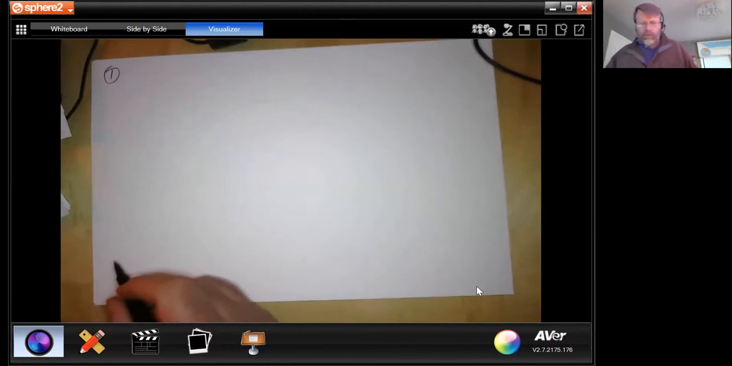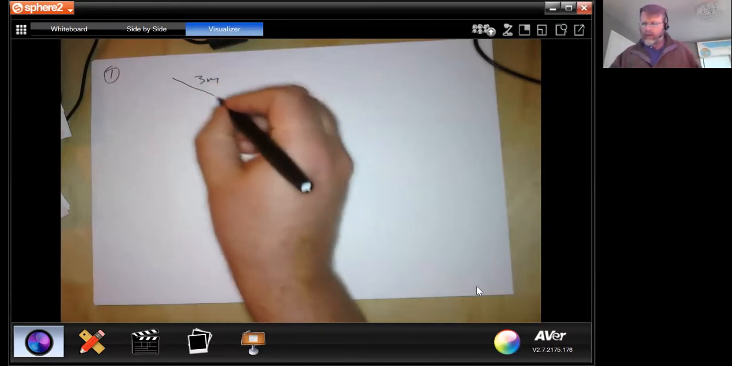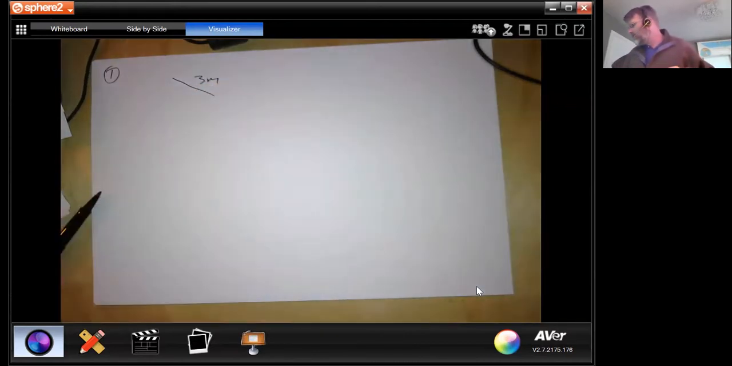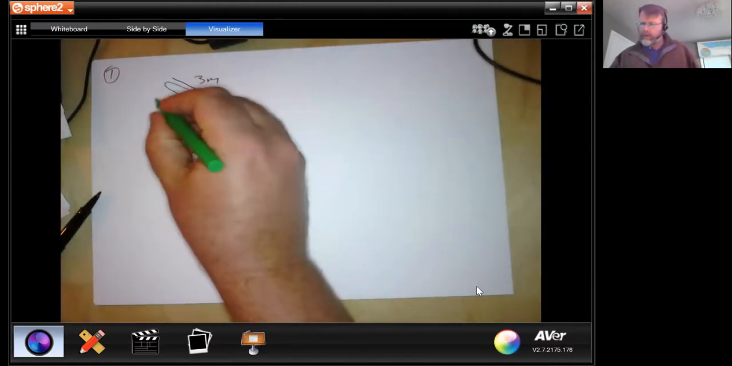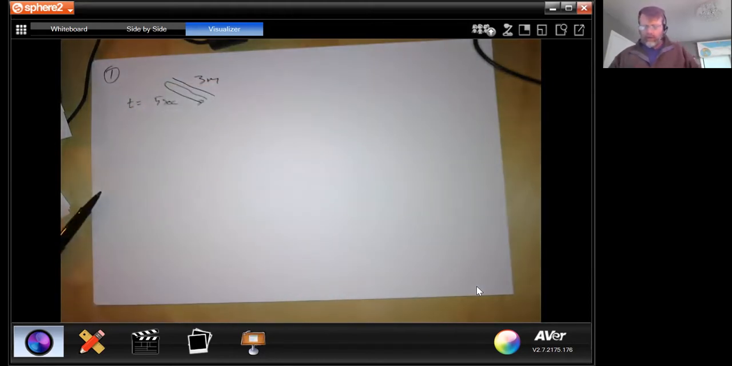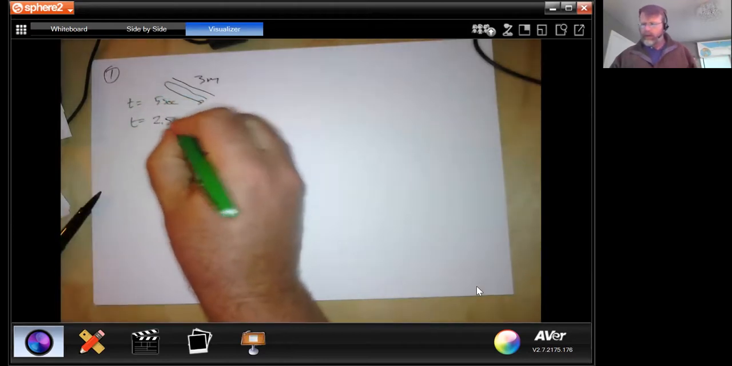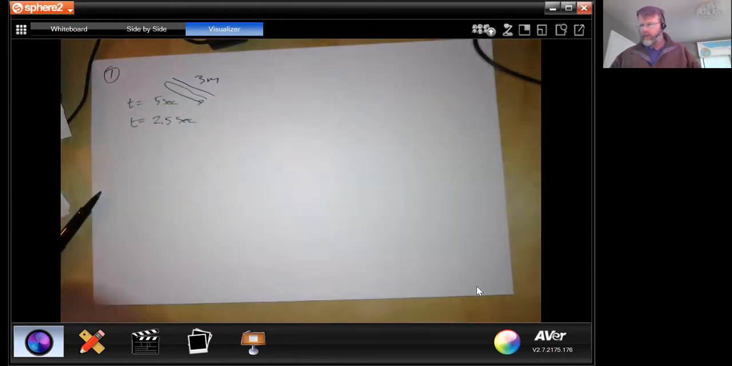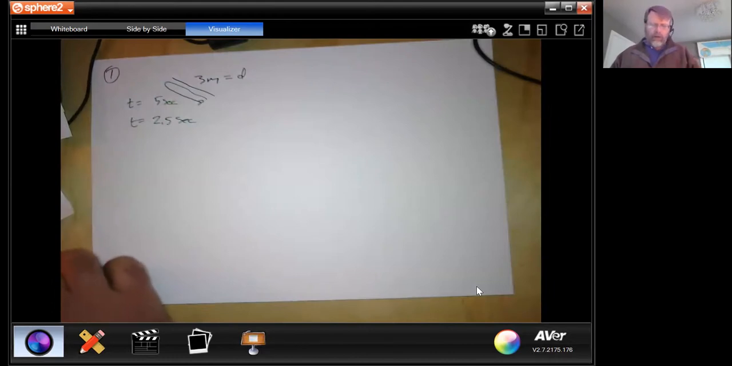All right, so we are looking at 3 meters, and it takes 5 seconds for it to go up and return to its original position. Which means I'm going to use 2.5 seconds to go the 3 meters up. And the first question is draw and label a velocity-time graph.